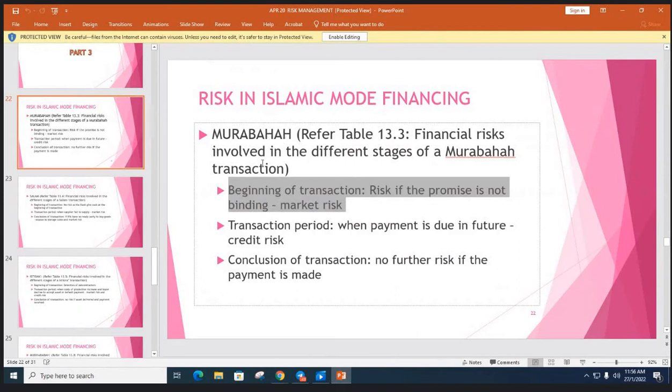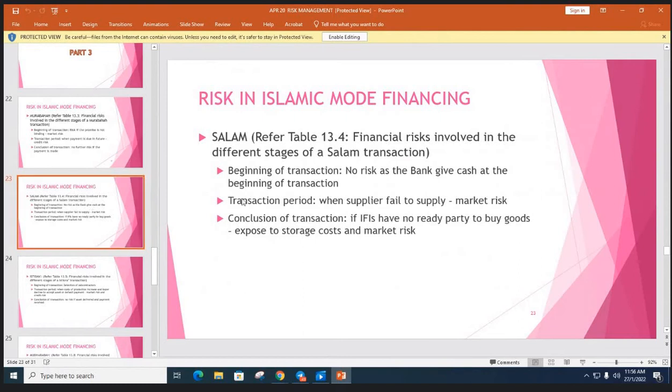Okay, so this is what we write down. So we got 1. Does salam have market risk? When the supplier fail to supply. So market risk occur in salam transaction when the supplier fail to supply. But it is 4 marks. So you must also explain what salam is, and then when it will occur.